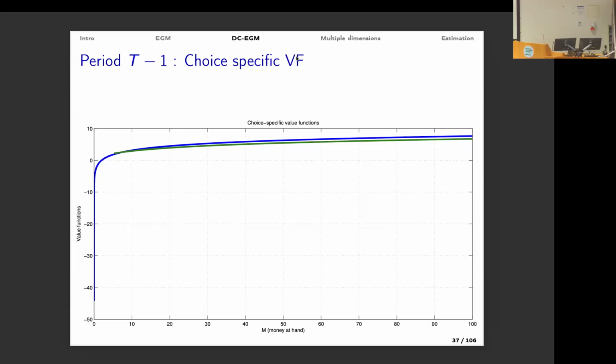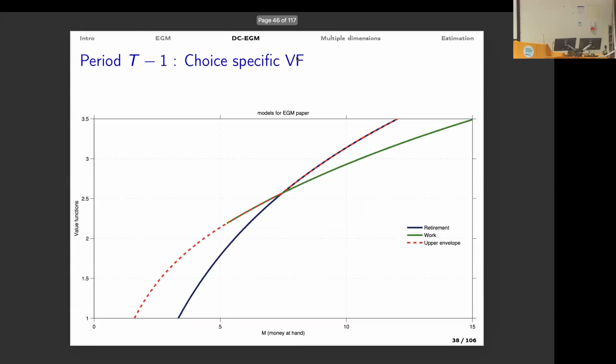Working is good because there's going to be income next time period. But retiring is good because you don't have to pay this utility of work. And so there will be a trade-off that makes this intersection point appear at some level of wealth. We have wealth on the horizontal line. Okay, that's the idea, right?